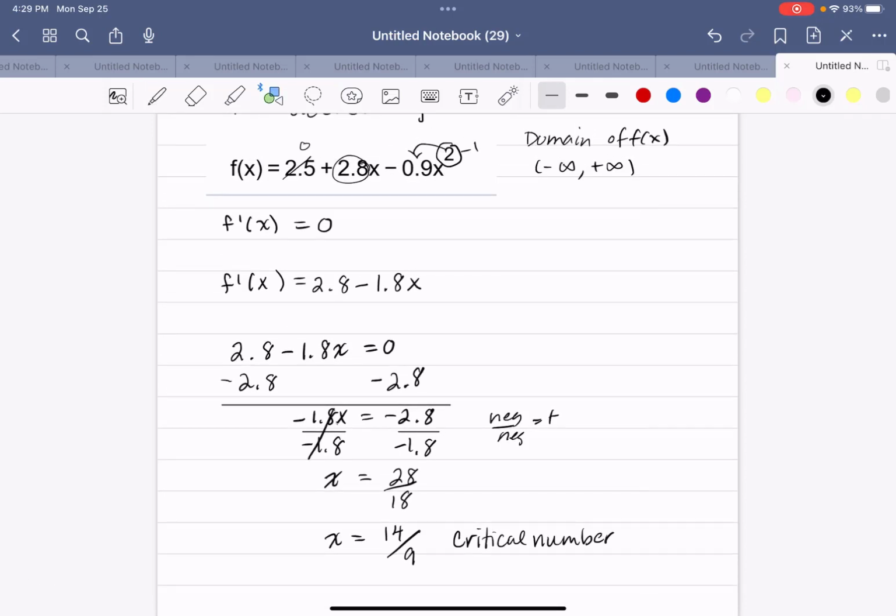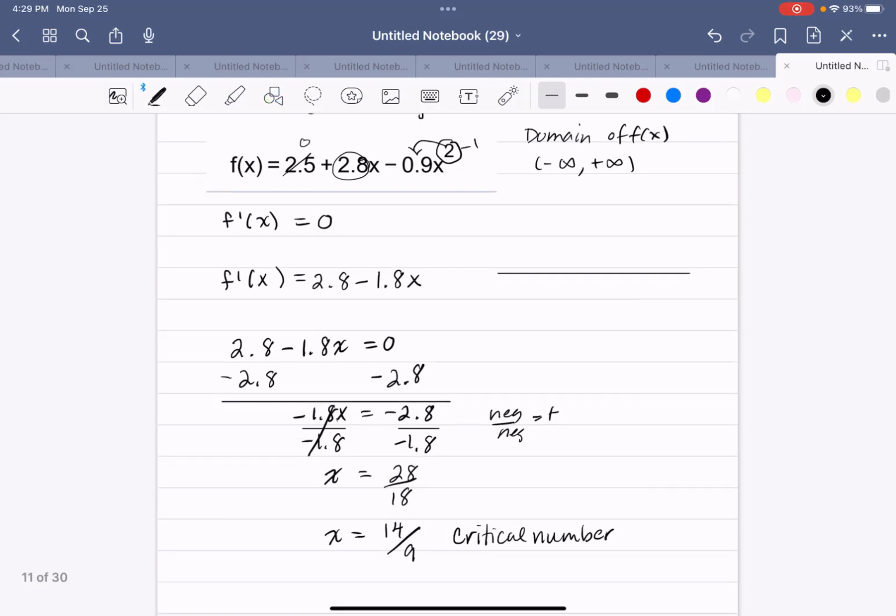I will put my critical number on a number line, 14 over 9, and I've got to pick a number to the left, such as 0. This is going to be my test point on this side. And to the right of that, you need to know what 14 divided by 9 is. It's about 1.555 repeated. So I need to pick something bigger than 1.555, so I'll pick a 2. That's my test number 2. So these are both test points. And I need to test both of those in the derivative.